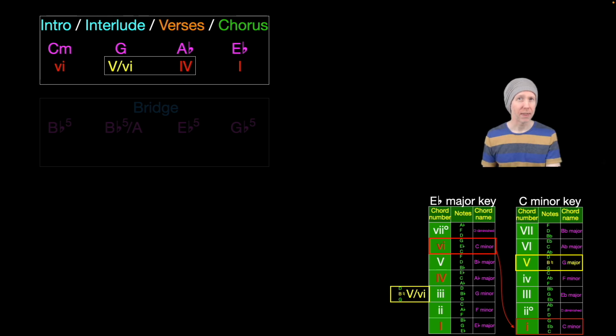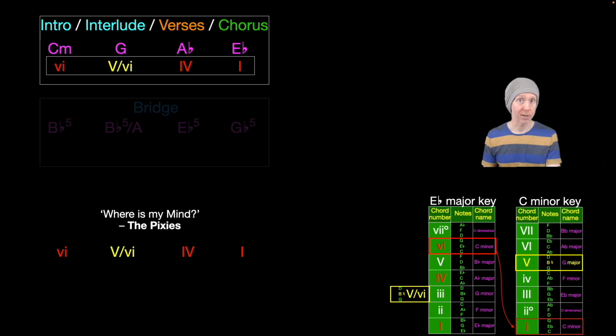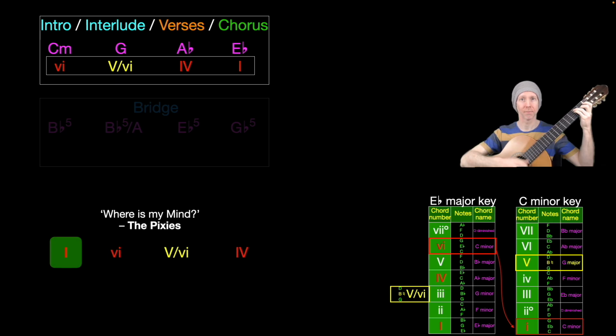Another song that not only uses the 5 of 6 chord moving to 4 chord, but actually has the exact same progression is Where Is My Mind by the Pixies. The only difference is the starting point. Where Is My Mind begins on chord 1.